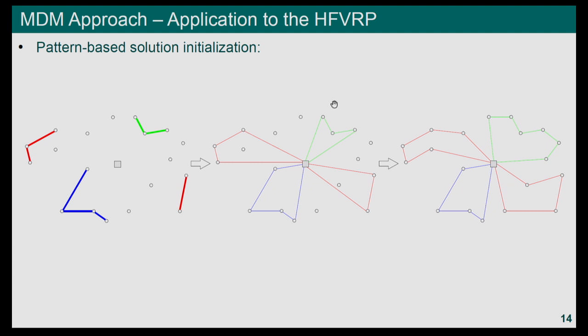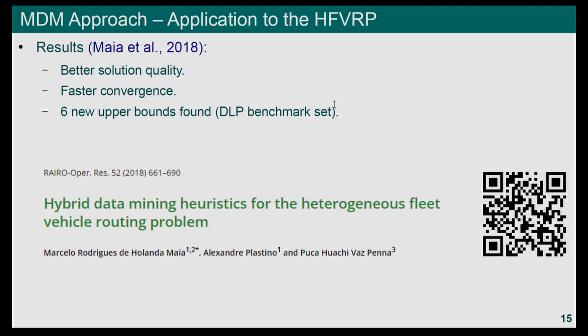So how do we initialize a solution based on a pattern? We start with the frequent paths, then we initialize a route for each path, and then we just complete the solution using whatever strategy the original method uses. Well, summarizing the results we achieved with this method, we achieved better solution quality, faster convergence, and it found 6 new upper bounds in the DLP benchmark. And these results are published in this article here.